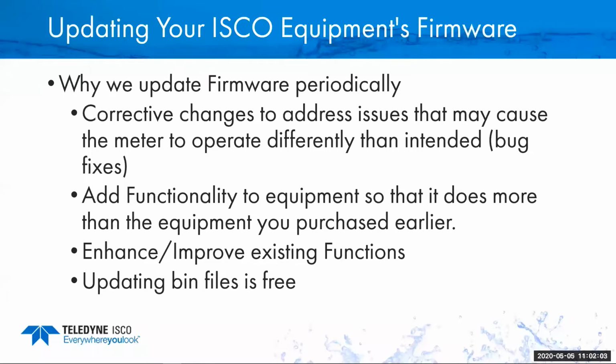You might be asking yourself, why do we update firmware periodically? It's because we have had corrective changes to address issues that may cause the meter to operate differently than intended, also known as a bug fix. Additionally, we add functionality to the equipment so that it does more than the equipment you purchased earlier, such as adding the ability to have a low flow cutoff. We've also added enhancements and improvements to our existing functions.